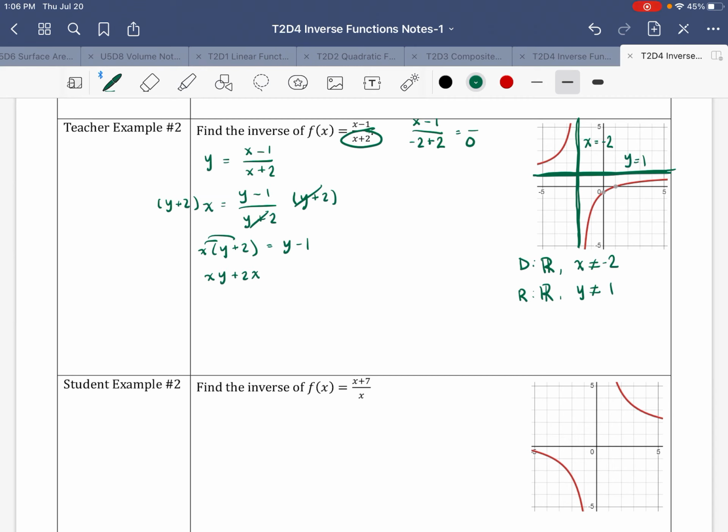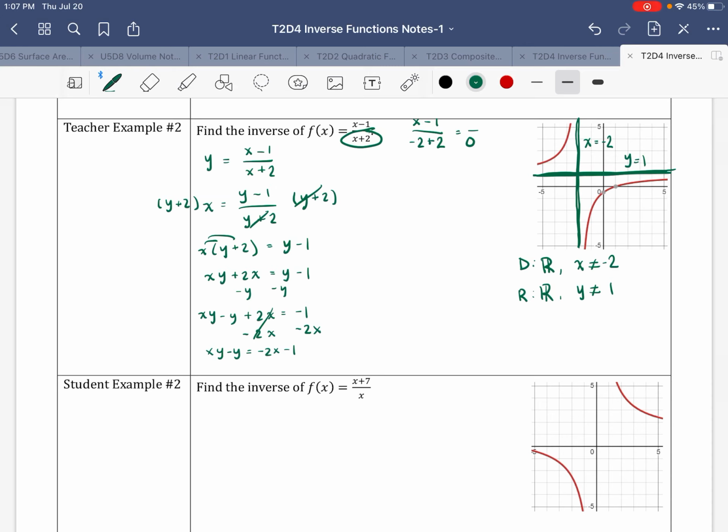And now since I'm trying to get the y's together and isolated, I'm going to subtract y from both sides. I get xy minus y plus 2x equals -1. From here, I'm going to get rid of the 2x, so I'm going to subtract 2x from both sides. xy minus y equals -2x minus 1.